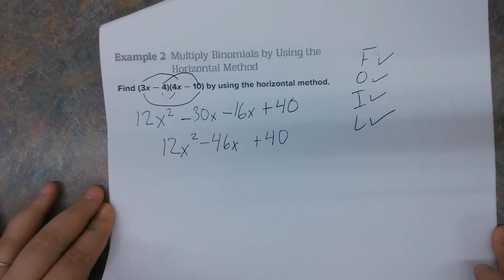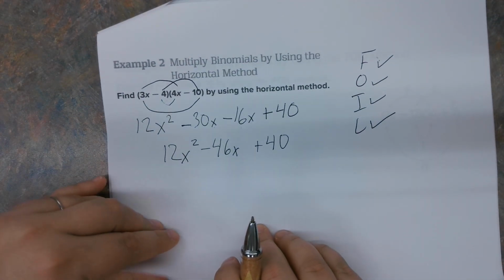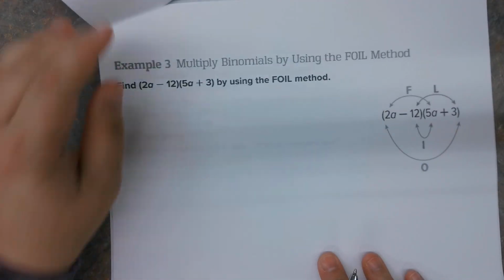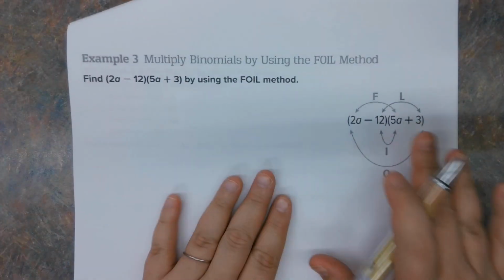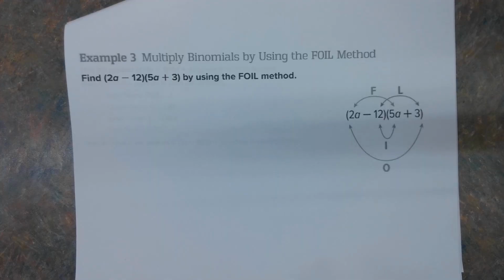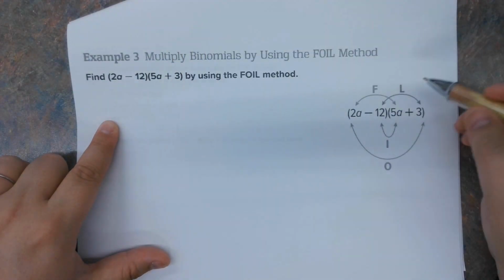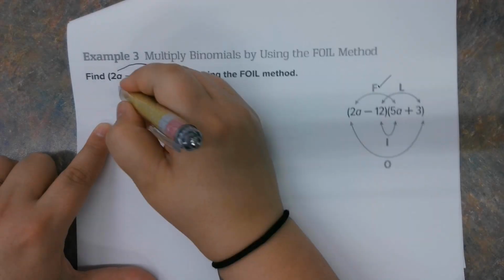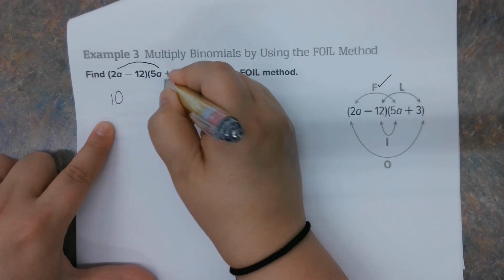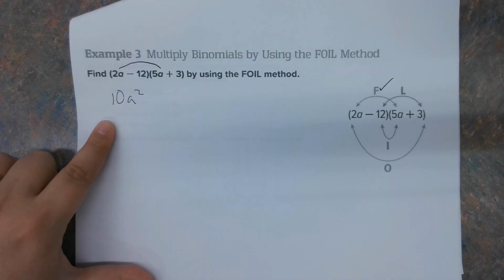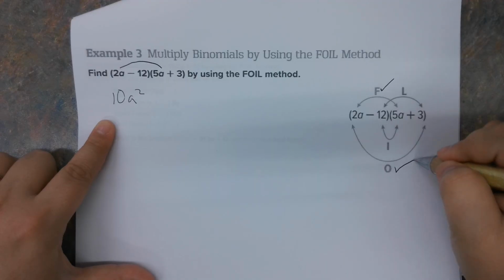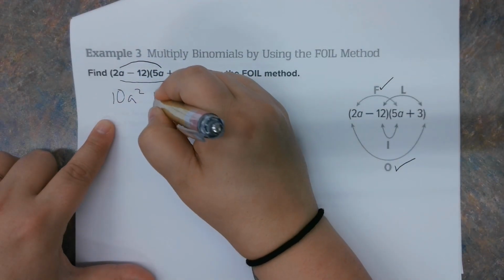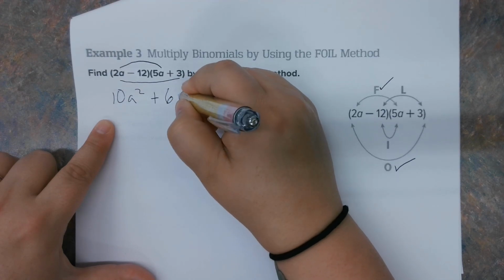Hopefully this is coming pretty easy to you. I think FOIL's fun. You might not think FOIL is fun. I think FOIL is fun. Hey, look. They have us doing the actual FOIL method now. So, first, 2a times 5a. 2 times 5 is 10. A times a is a squared. Outer, 2a times 3 is going to be 6a.